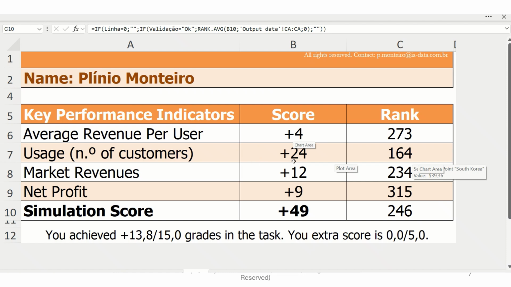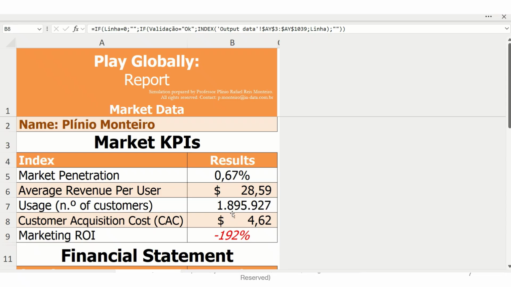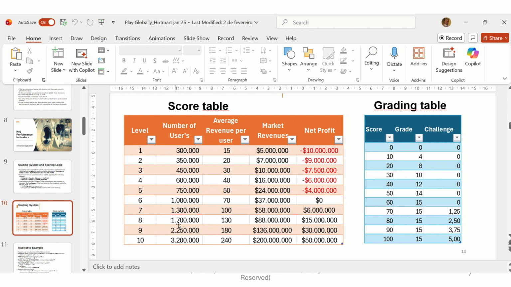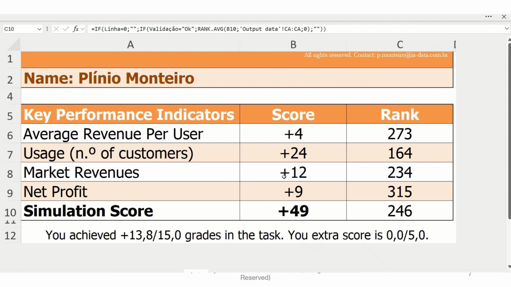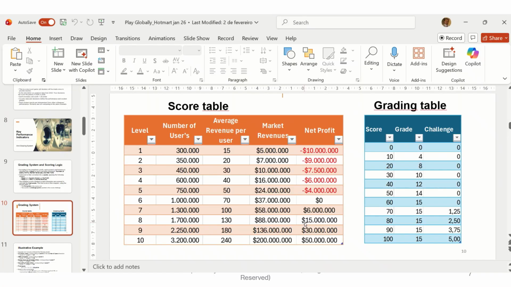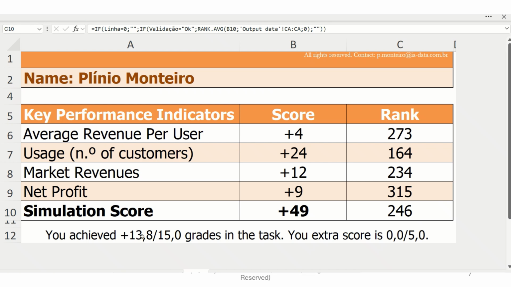Let's do another example: the number of customers. I go here, I have my market penetration, and basically I have 1.8 million. So when I go to the tab, 1.8, I'm here at level 8. At level 8, this metric is valued at 3 points each level. So 8 multiplied by 3 equals 24. That is what I have here. So I'm doing that, and then I have the simulation score, and I go to this tab here. So 48 will be really close to 14. This is the reason why I achieved 13.8 points in the simulation.